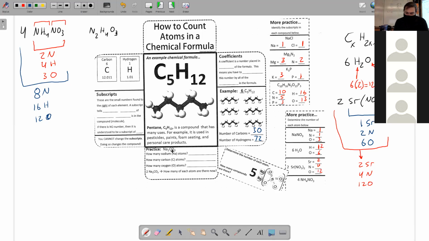Other things to do in this practice: Na2CO3, how many sodiums? There are 2 sodiums, this is in the bottom center. How many carbons? There's 1 carbon, and then there's 3 oxygens. But if you have 2 Na2CO3, the 2 out in front just doubles everything. So now there are 4 sodiums, 2 carbons, and 6 oxygens.